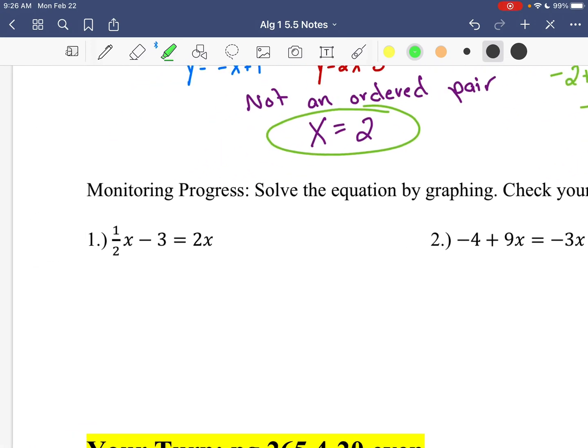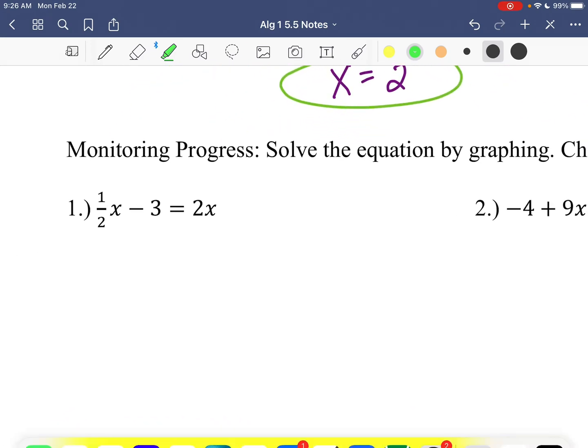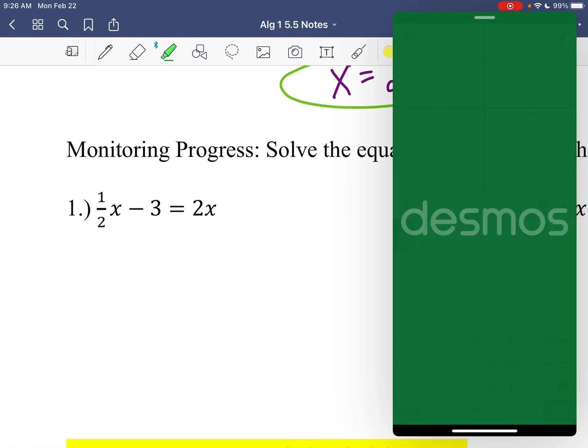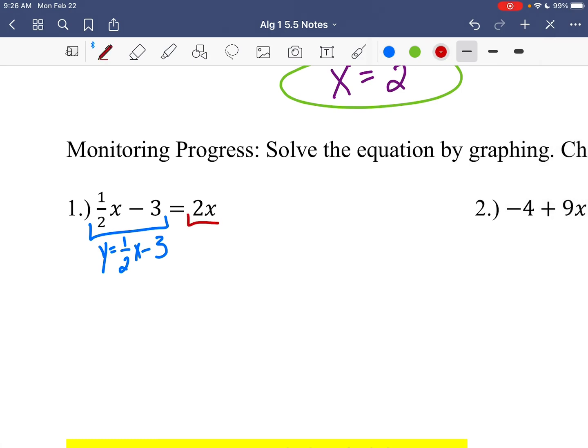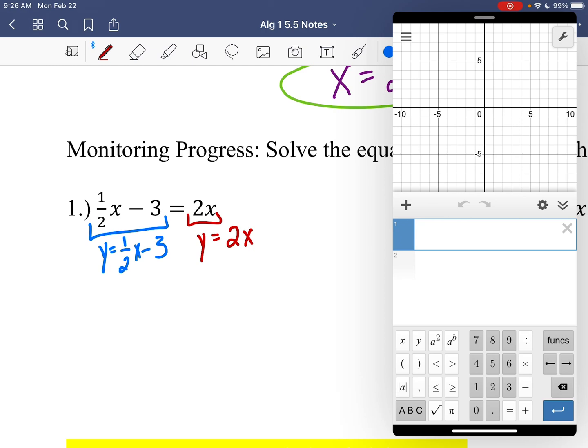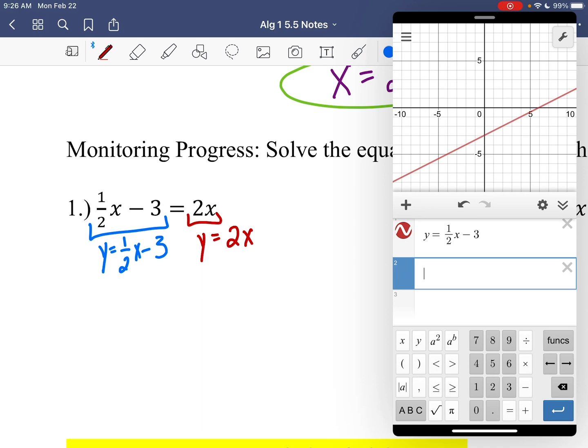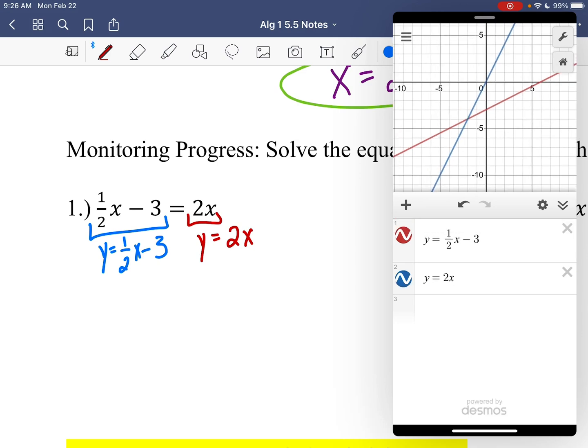Okay, so these next two, I'm going to go ahead and do them using Desmos now. Again, I'm going to graph this. I'm going to do this one, y equals 1/2 x minus 3, and then this side, y equals 2x. So I'm going to type in y equals 1 divided by 2, that's how I get the 1/2 x minus 3. So there's that one. And then y equals 2x. They're kind of the wrong color, but it doesn't matter.